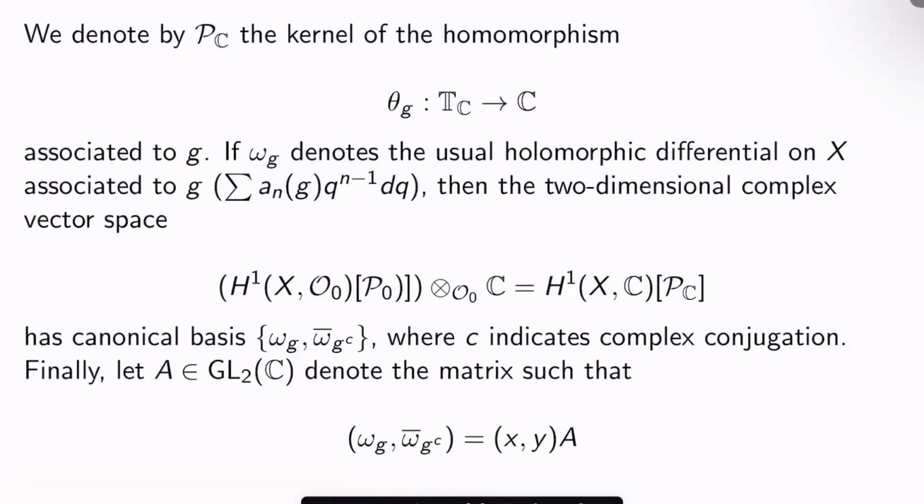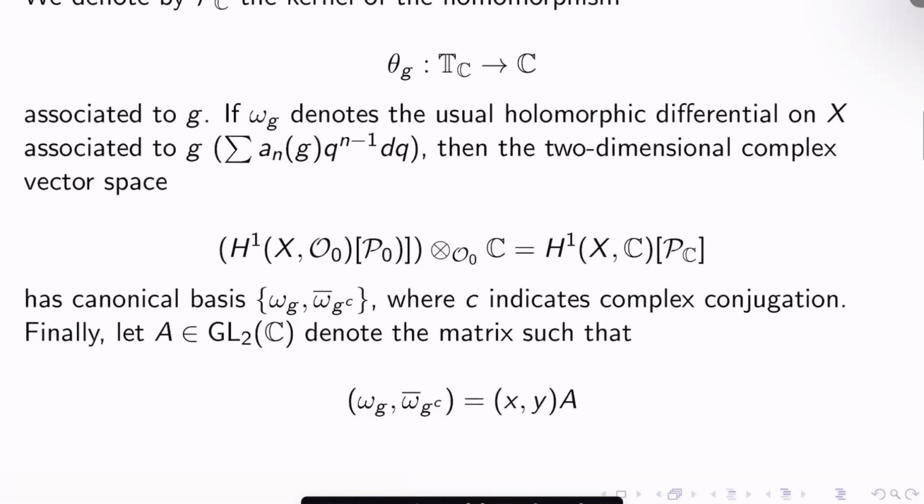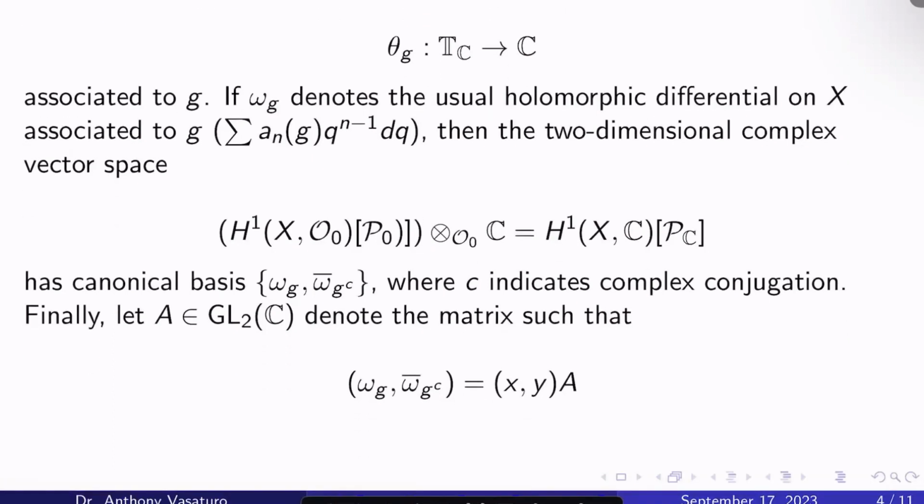So this is well-known information that you could derive from information as early as chapter 3 in this playlist. Okay, and so what we're going to do is let A be the 2x2 invertible matrix with complex entries that satisfies the following property. It's the change of basis matrix, the matrix such that when you take x, y and multiply by A, you get this canonical basis, omega sub G, omega bar sub G to the c. So it's this transition matrix from one basis to another.